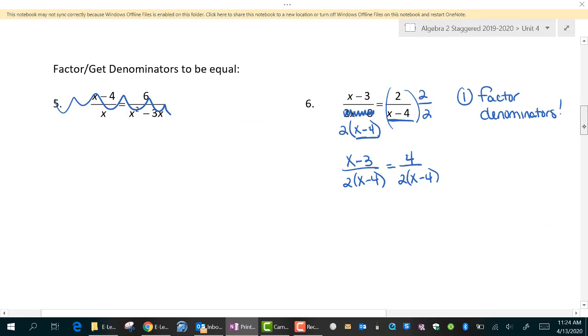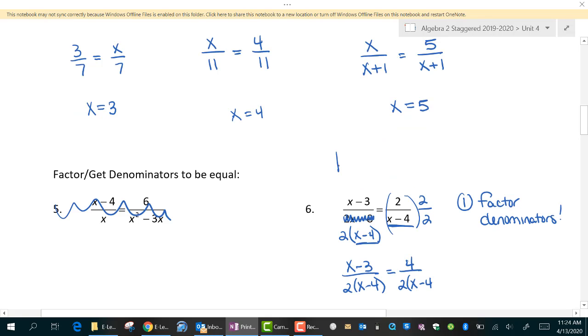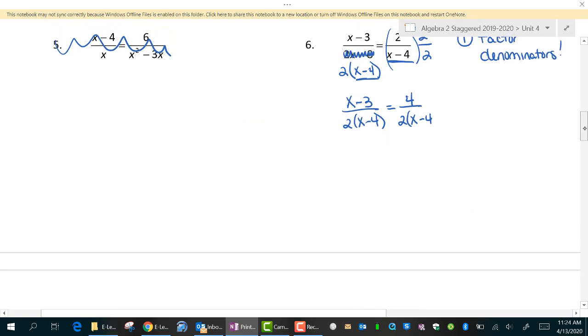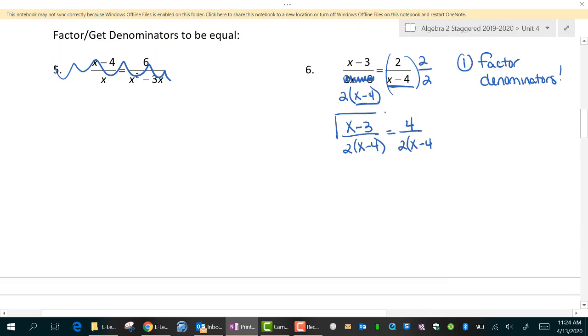Notice now my denominators are the same. I have a 2 in both. I also have an x minus 4. So I can focus on those numerators. If I say x minus 3 must equal 4, then I add 3 to both sides, and I get x equals 7.